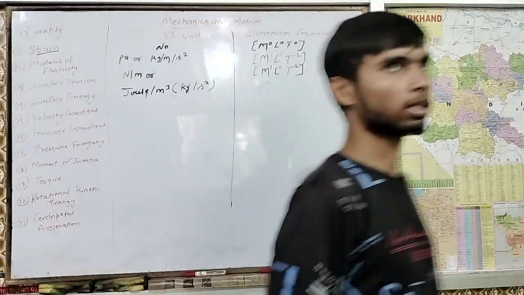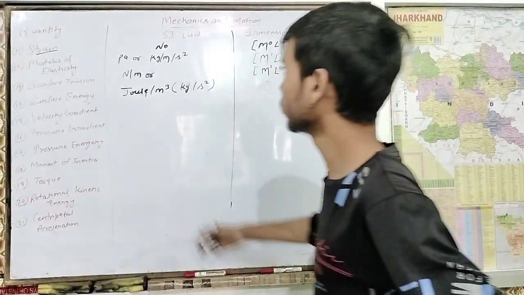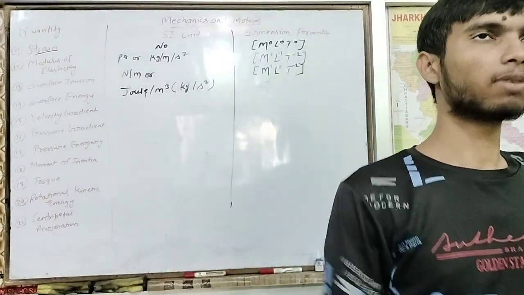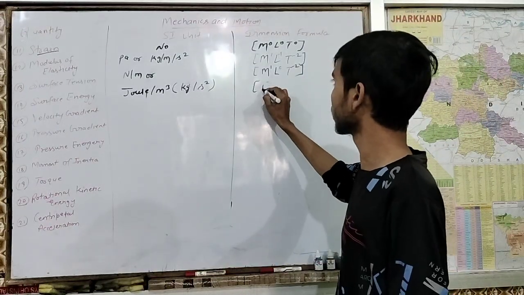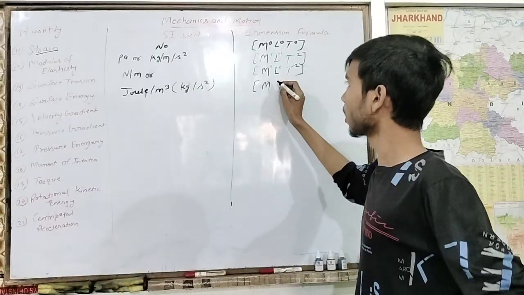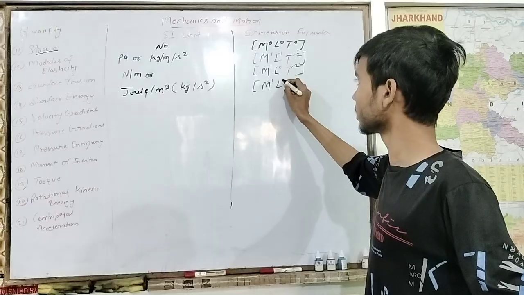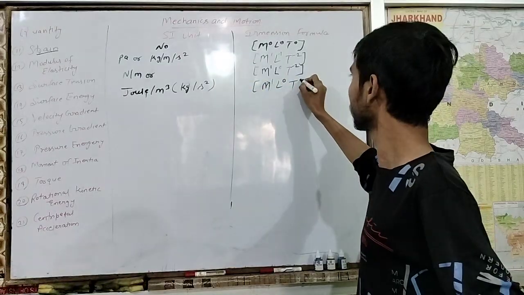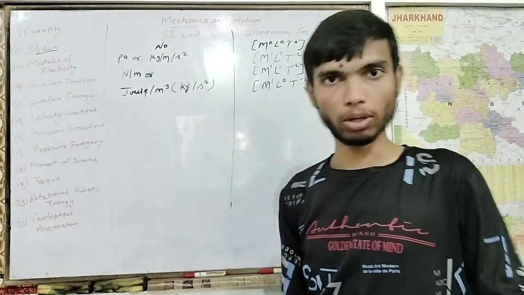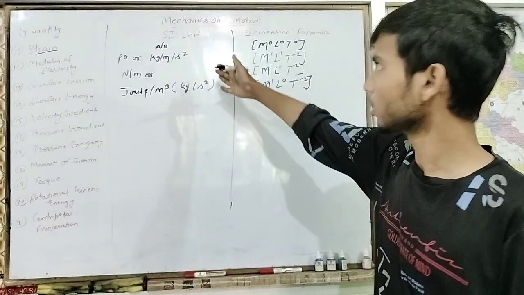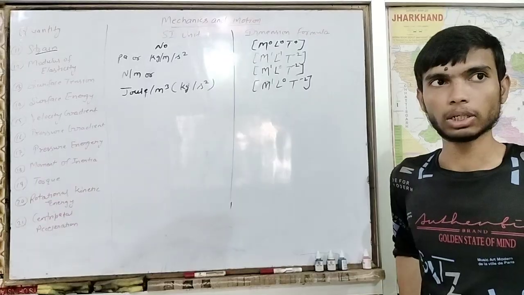The unit for surface energy is kg per second square, which means M is 1, L is 0 and T is minus 2. I know that you have confidence to write the dimension formula once you get the SI unit for a physical quantity. M1, L0, T raised to power minus 2.